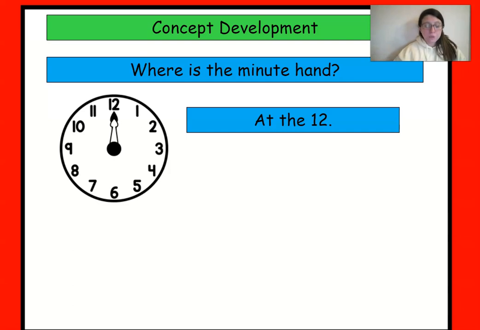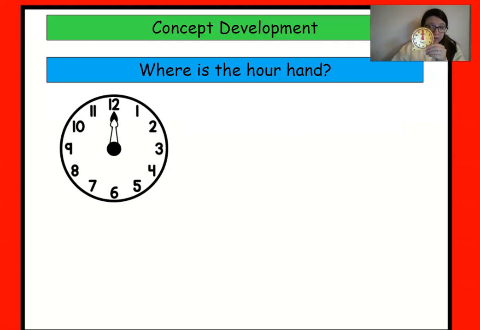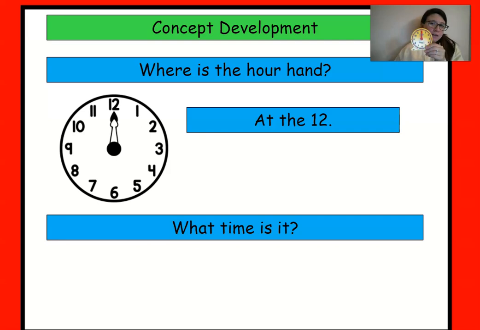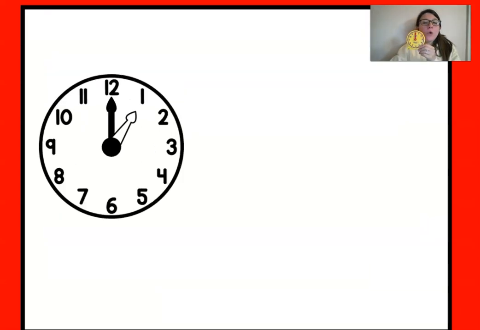Okay. Where is the short hand in this problem? Ooh, I gotta fix mine. It's at the 12. Same thing on my little clock. Where is the hour hand? Also at the 12. What time is it? When both the minute hand and the hour hand are on the 12, what time is it? Very good. It is 12 o'clock. When our minute hand is pointing up to the 12, we say it is 12. We say it is o'clock.